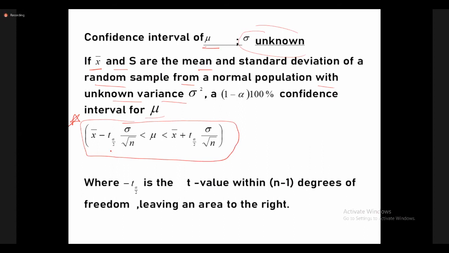X minus t alpha by 2 into, sorry, this is s. Here also s, not sigma, because sigma is unknown. That is, the confidence interval for small samples is x bar minus t suffix alpha by 2 into s by root n less than mu less than x bar plus t suffix alpha by 2 into s by root n. So just remember those formulas. When you're solving the problems, you can understand how to get that interval.